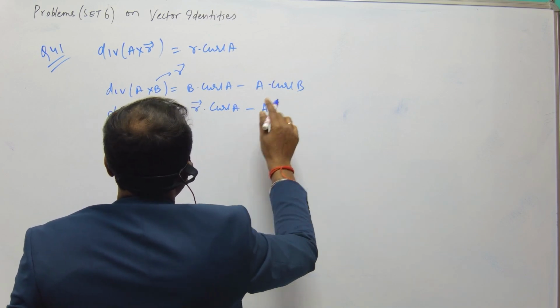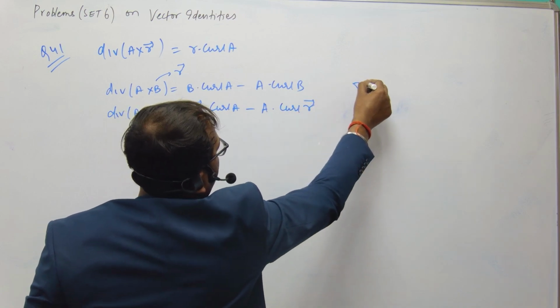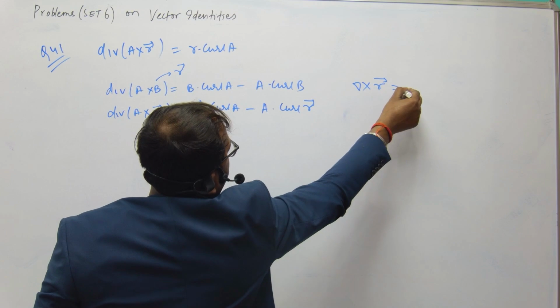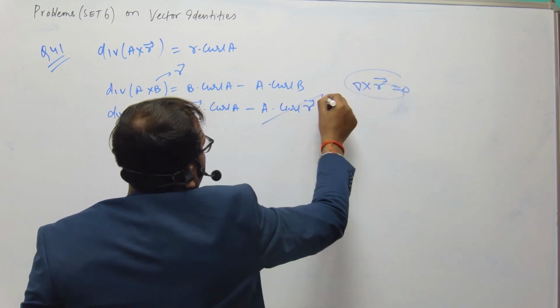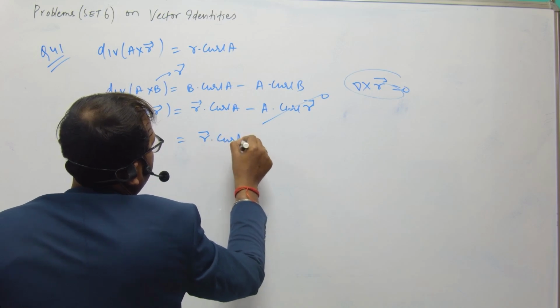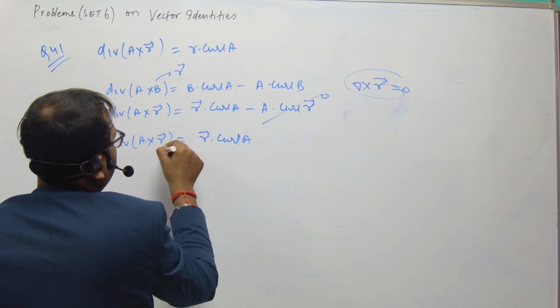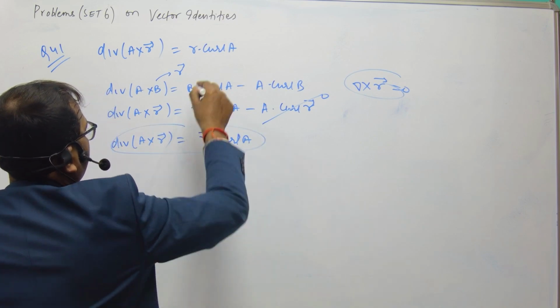We have divergence of a cross r vector equal to r vector dot curl of a minus a dot curl of b, where b is r vector. We have curl of b, that is del cross r vector, equal to 0. This we have studied, so curl of r is 0. We are left with r vector dot curl of a. So divergence of a cross r equals r dot curl of a.